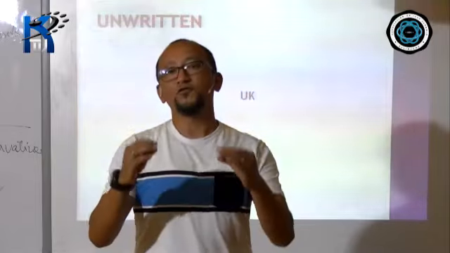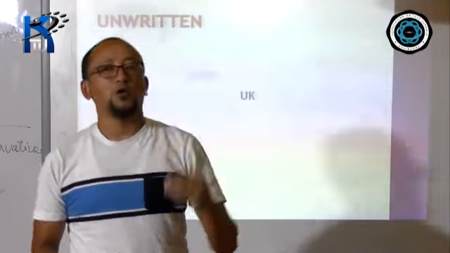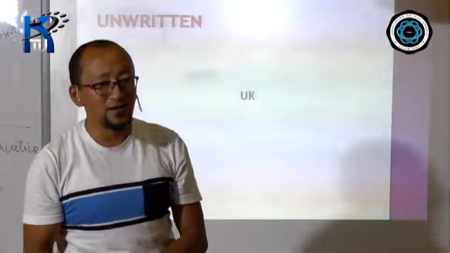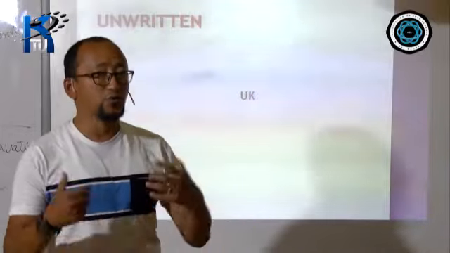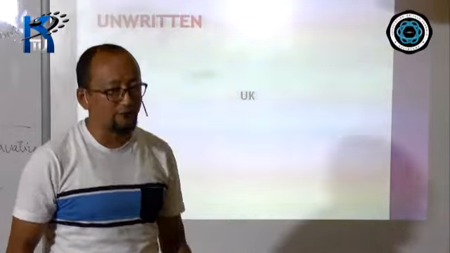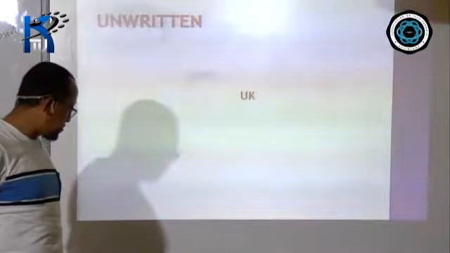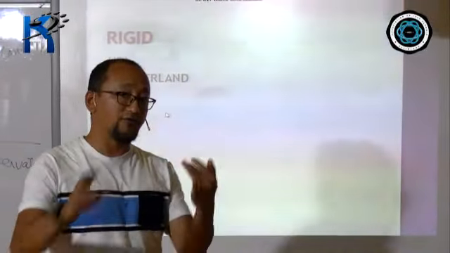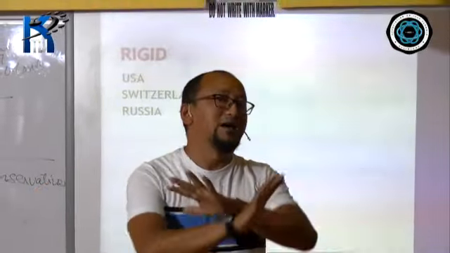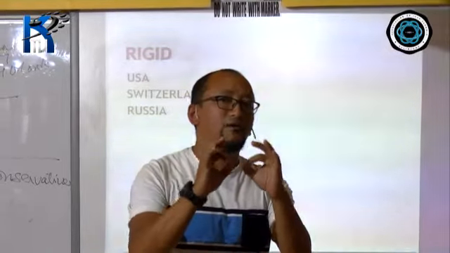We do not find everything in the form of a book, but that doesn't mean everything is unwritten. You may find a few things in the form of small drafts or pamphlets. For example, the Magna Carta. Despite the fact that the UK has an unwritten constitution, you may find a few things in a written form, like for instance, the Magna Carta. So that is what we have in the UK.